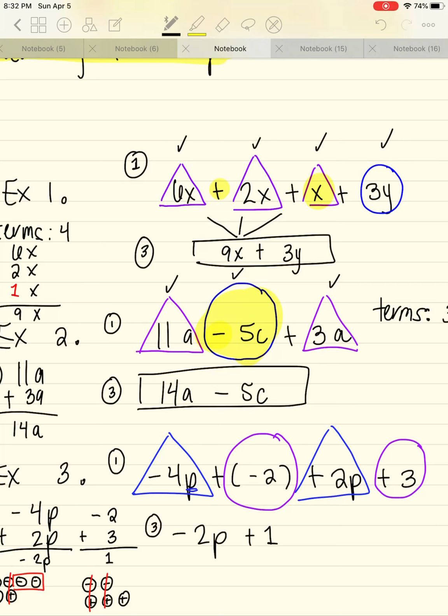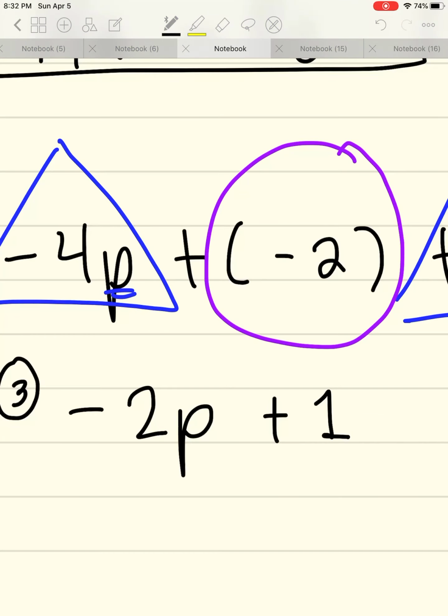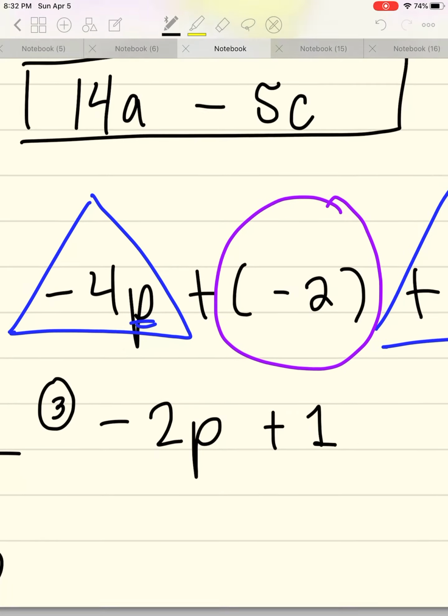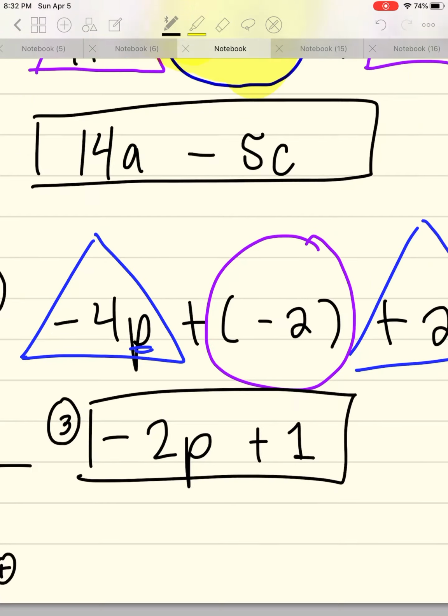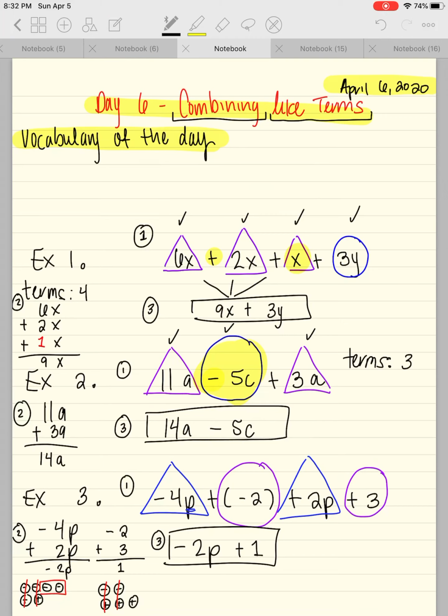I don't know what p is, and I can't combine -2p plus 1 because 1 does not have a p attached to it. If it had a p to it, then I could combine it, but they're not the same thing. So therefore, this is my final solution, my final simplified expression. And that is how you combine like terms.